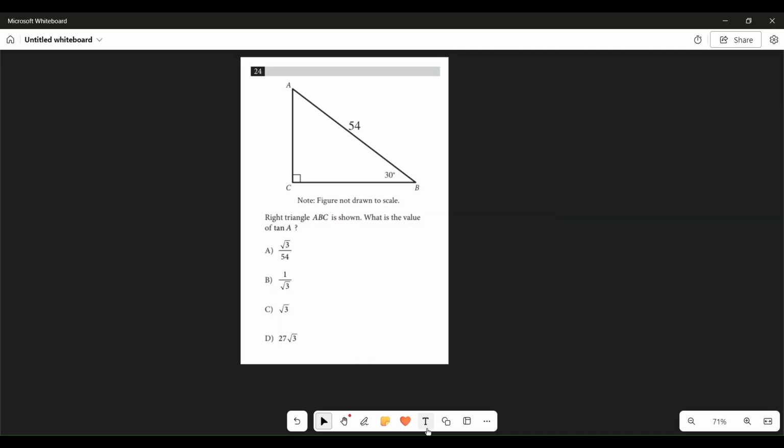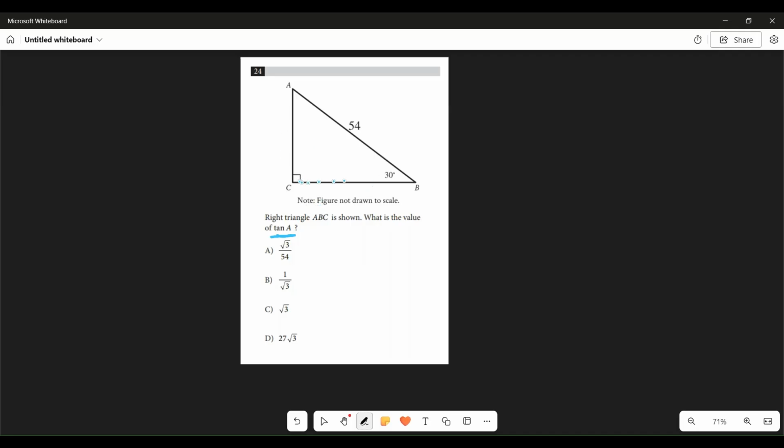Right triangle ABC is shown. What is the value of tan A? They don't really give us a lot in the actual question description, but they give us some information in this diagram here. We know 54 is the length of AB, and given this is a right triangle, this is the hypotenuse, and this is 90 degrees. So let's see if we can figure out some more information.